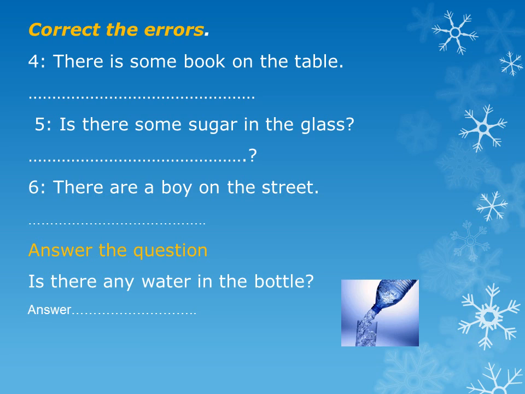Correct the errors. Fourth sentence, there is some book on the table. Fifth sentence, is there some sugar in the glass? Sixth sentence, there are a boy on the street. Now, students are going to answer the following question according to the picture. Is there any water in the bottle?